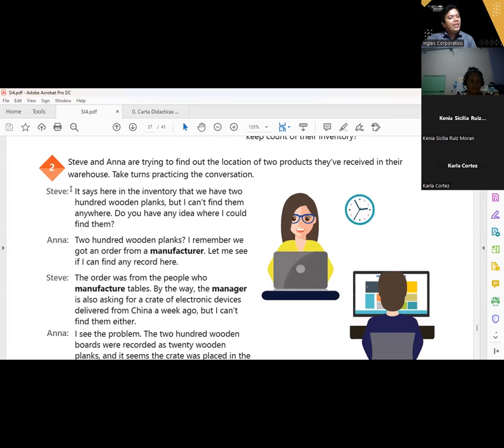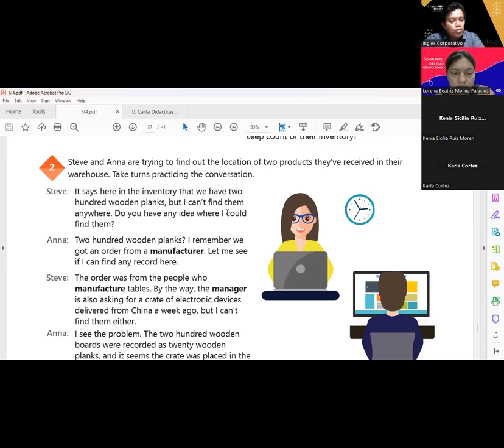Steve: It says here in the inventory that we have 200 wooden planks, but I can't find them anywhere. Do you have any idea where I could find them?